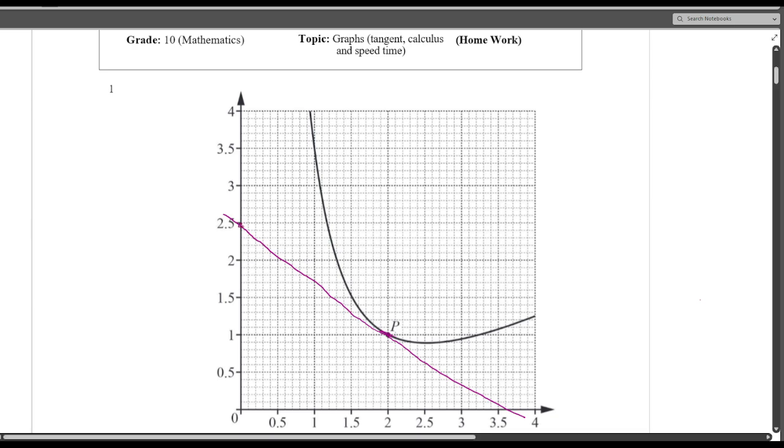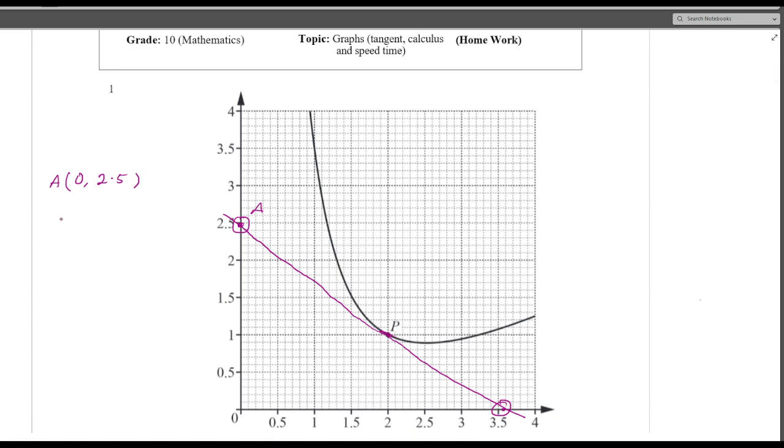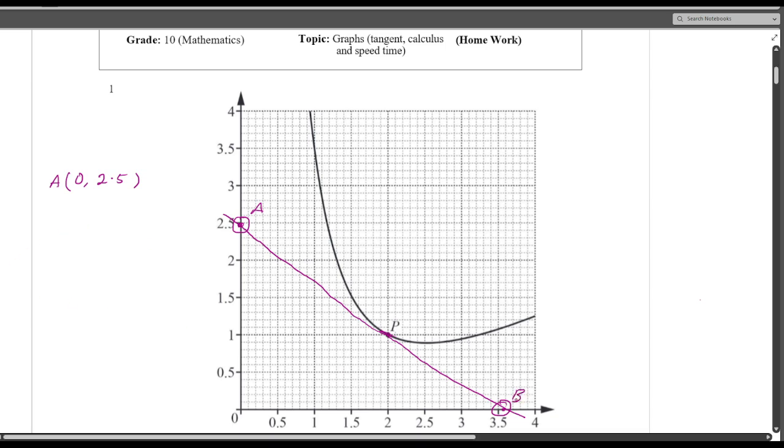Let us consider 1 point here. So your point A is 0 comma 2.5, and it is better to take 1 point over here. Now it seems that it is near to 3.5, so I will take 3.5. Let us name this as B. So I will say that B is 3.5 comma 0.